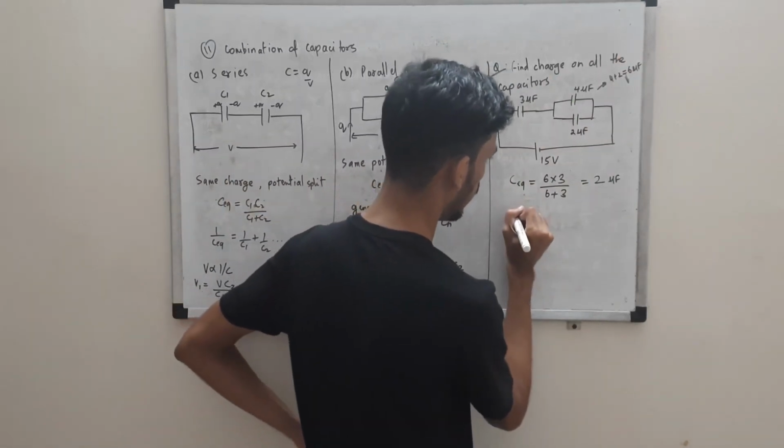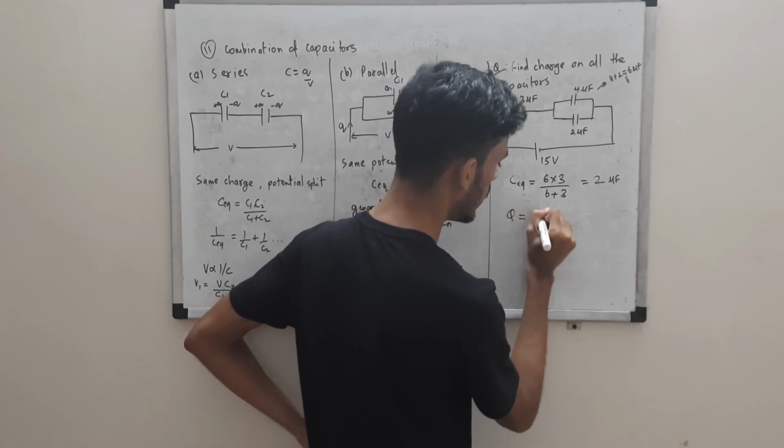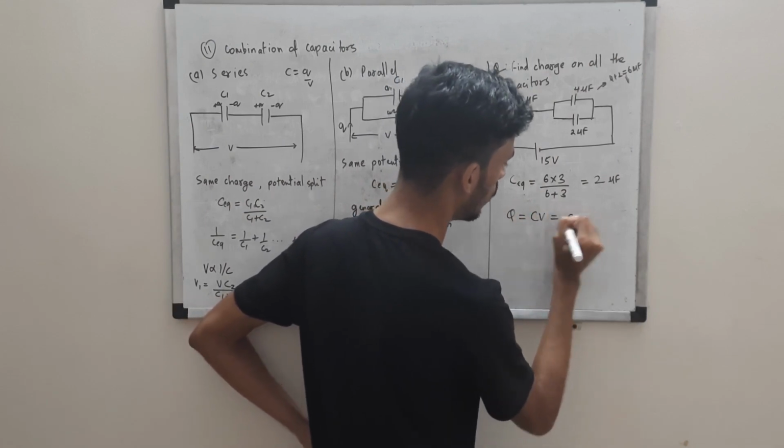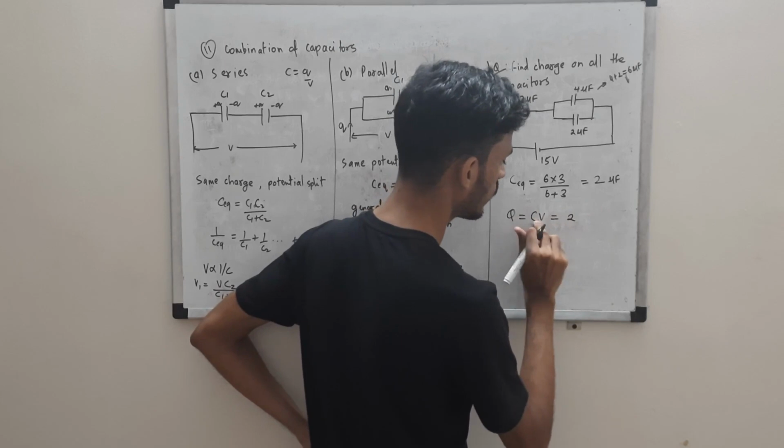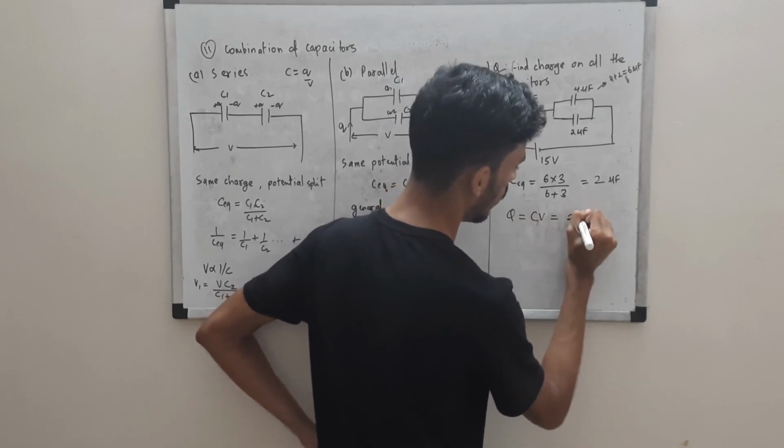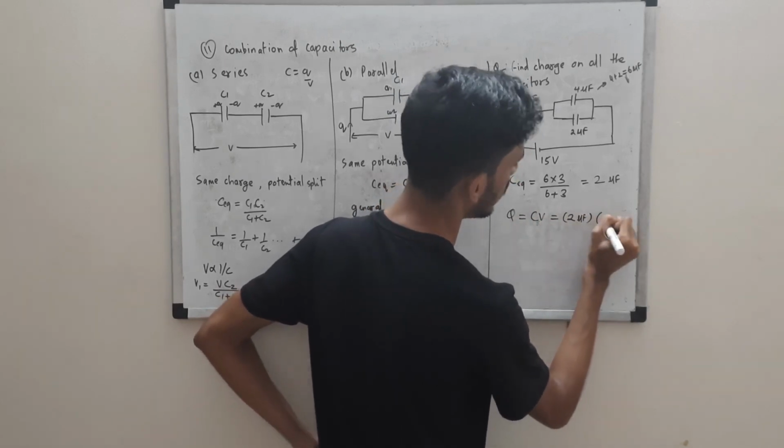Okay, now if you want to find q will be CV, right? C equivalent is 2 microfarad and voltage is 15.